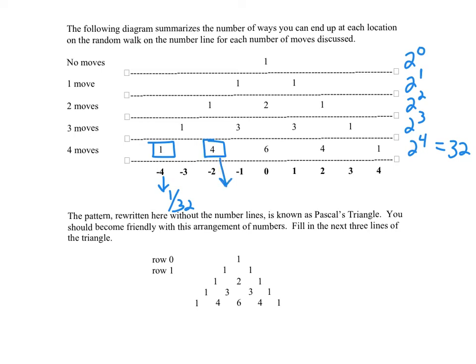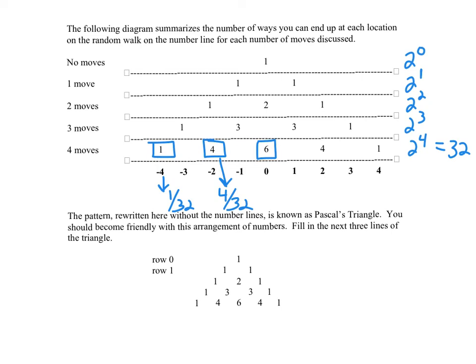This one represents getting 1 head or 1 tail. So there's 4 ways to do that. You could get a head, tail, tail, tail. You get a tail, head, tail, tail. Tail, tail, head, tail. Tail, tail, tail, head. That represents 4 of the 32 possible outcomes.